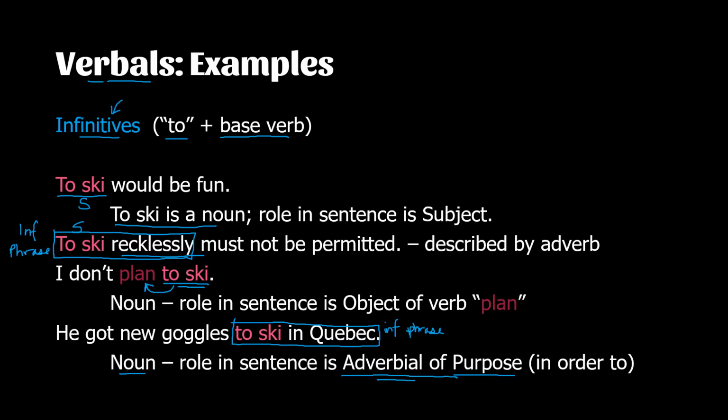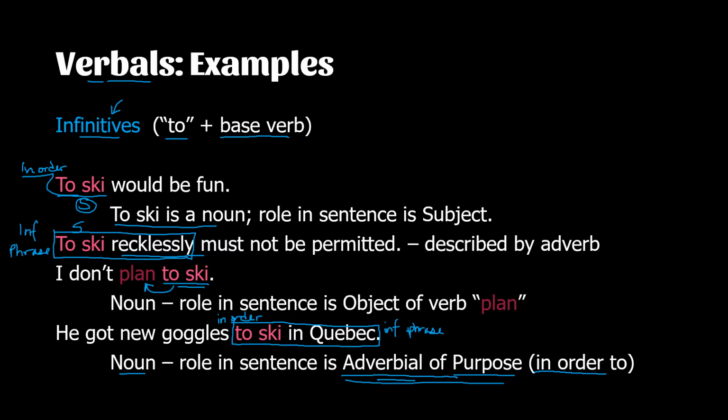One way to check if an infinitive is an adverbial of purpose is to add the words in order in front. So if I say, he got new goggles in order to ski in Quebec, then that sounds correct. If I tried putting in order to ski would be fun, it sounds wrong. It's not correct. It's completely weird because in order to ski cannot be a subject. It can only be an adverbial of purpose.